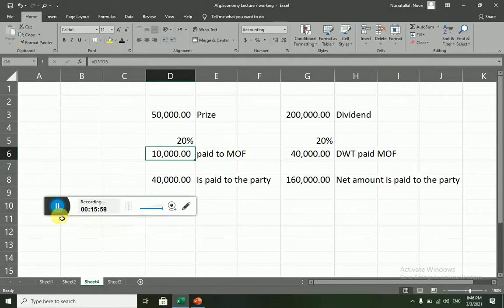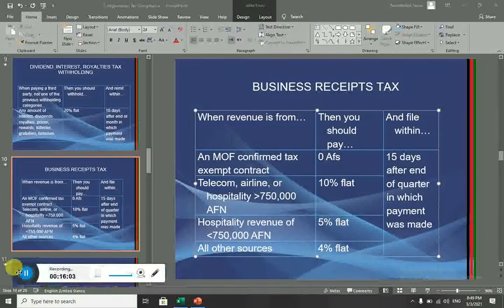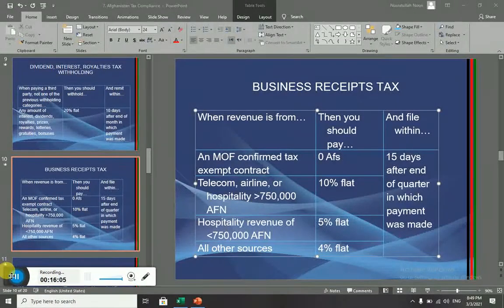So that's all. So next is business receipt tax, or BRT. What is business receipt tax? Business receipts. By business receipts we mean gross income. So we can say tax on the gross receipts or gross income of the company, right? So basically here there are 4 categories.